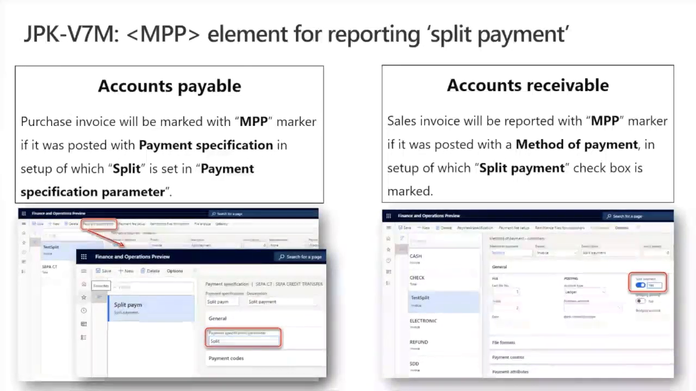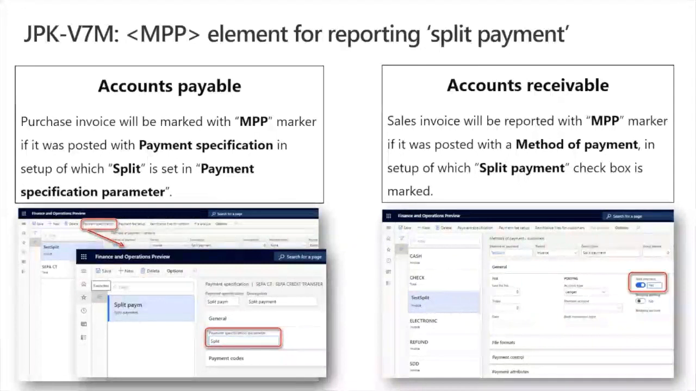From the perspective of the V7M report, the requirements in relation with split payment are quite clear. We should mark additionally the invoice with MPP marker if for this invoice split payment procedure was applied. And it is the same in both registers, sales and purchases. And in general, the questions about this case were like, what should we set up additionally to get MPP reported for an invoice, or where can we find the MPP marker?